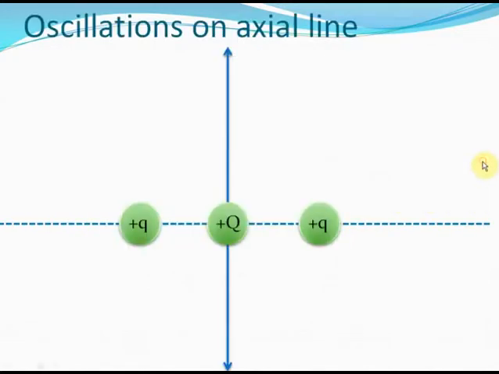So that was about oscillations on the equatorial line. But did you know that oscillations can also occur when you place a charge on the axial line? Now that is fascinating.